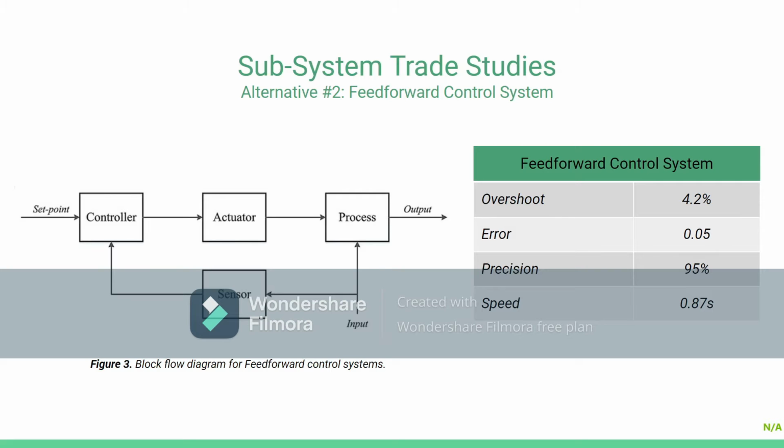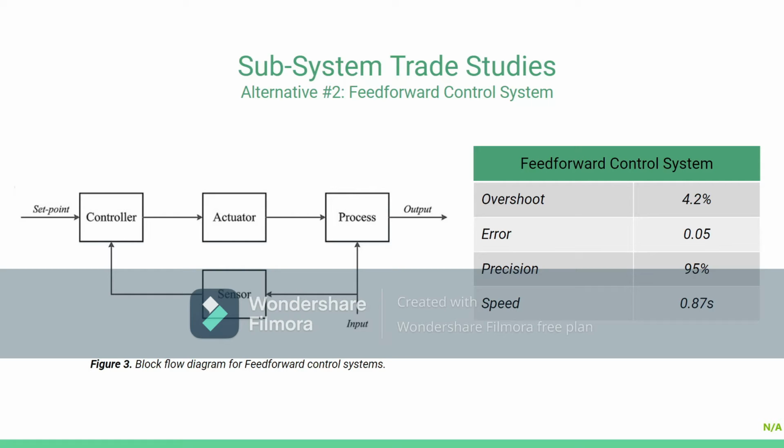For our second alternative, we had a feed-forward control system. This control system passes a controlling signal from a source in its external environment to a load elsewhere in its external environment. This is often a common signal for an external operator. And you can see it better described on figure number 3, where there's a block flow diagram for a feed-forward control system.